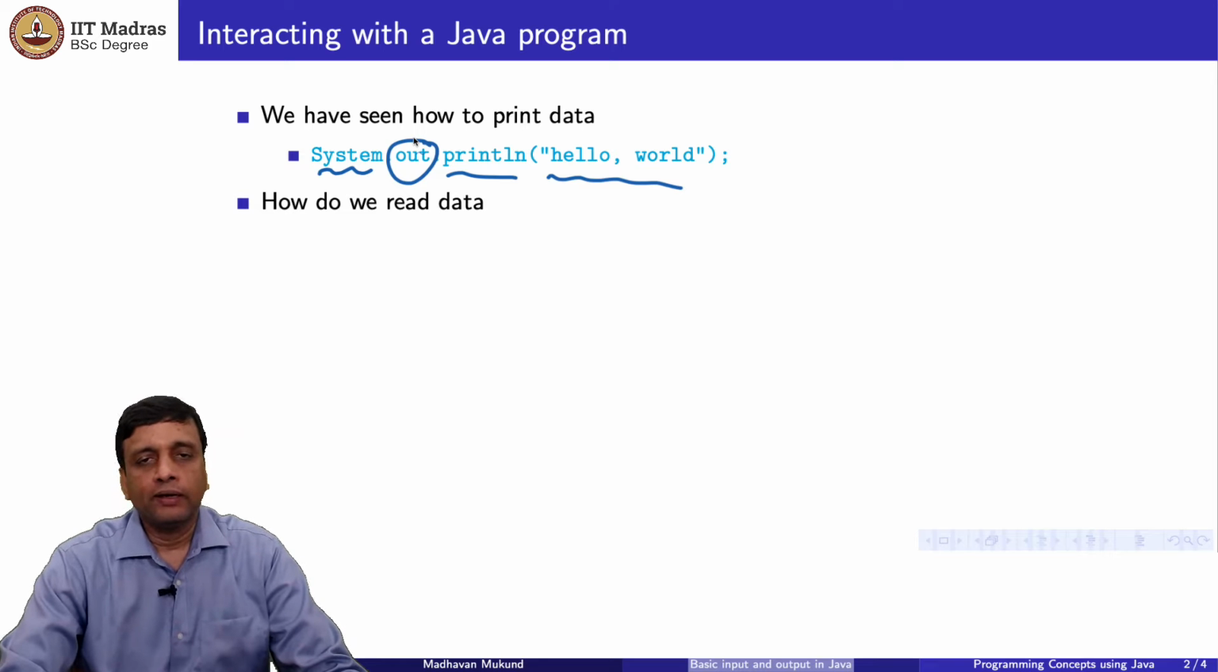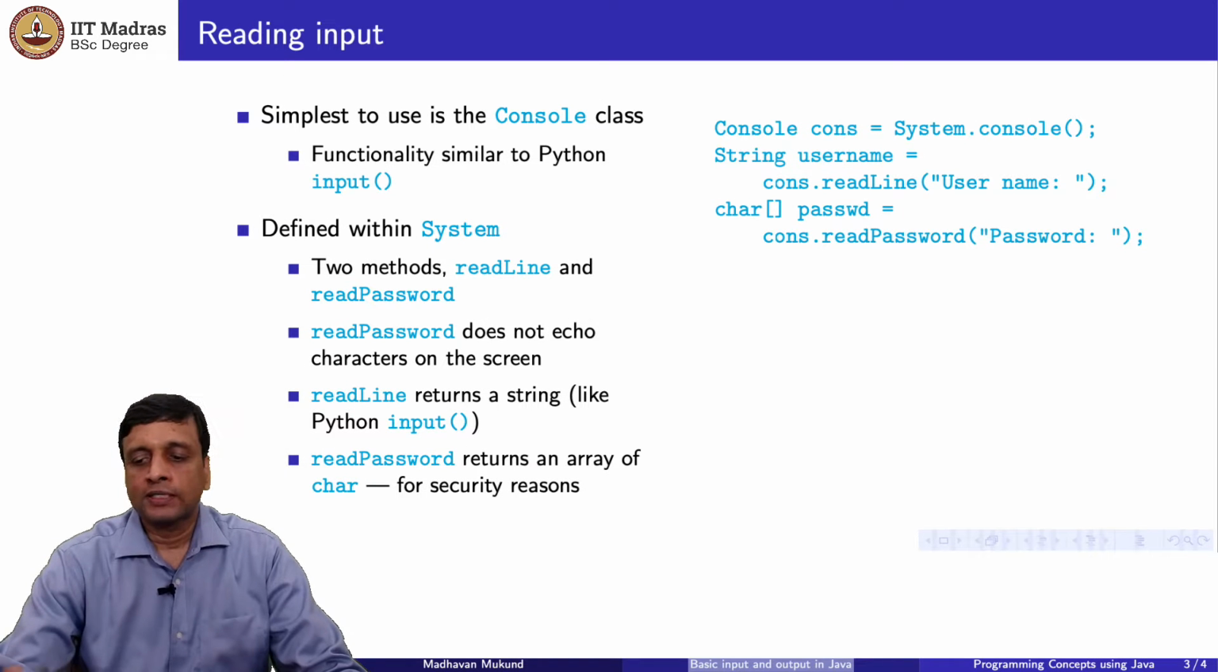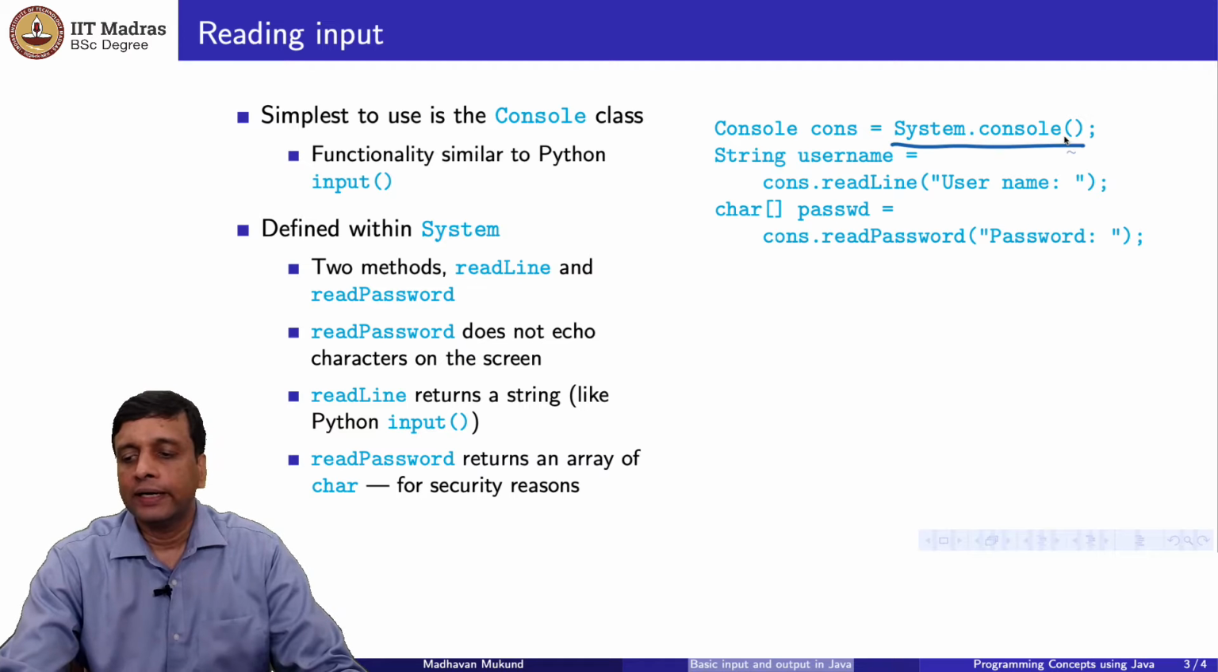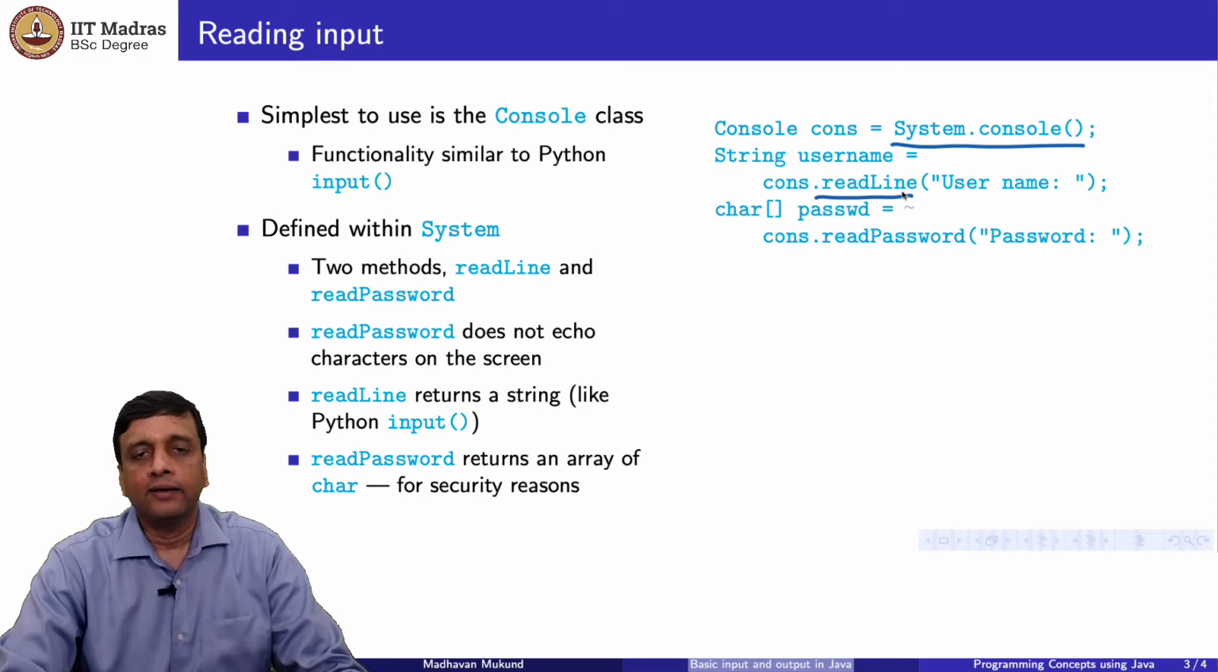So how would we do the converse? How would we feed data to a program? The simplest way to do this is to use the Console class. The Console class behaves pretty much like the Python input function, which reads an input from the keyboard, right? So this is how you do it. You create an instance of the Console class, and then it has two built-in functions. It has a readLine and a readPassword.